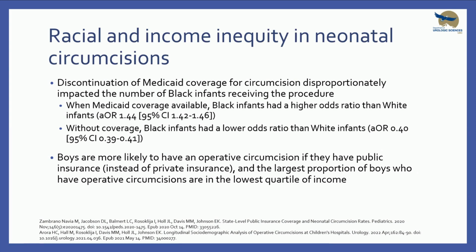So there was a study that basically looked at states where neonatal ambulatory circumcisions were previously covered by Medicaid, and then that coverage was discontinued. And they showed that this discontinuation disproportionately impacted the number of Black infants receiving the procedure. So when Medicaid coverage was available, Black infants had a higher odds ratio than white infants of receiving an ambulatory neonatal circumcision of 1.44. However, once that coverage dropped off, Black infants suddenly switched, and they had a lower odds ratio than white infants, down to 0.4.